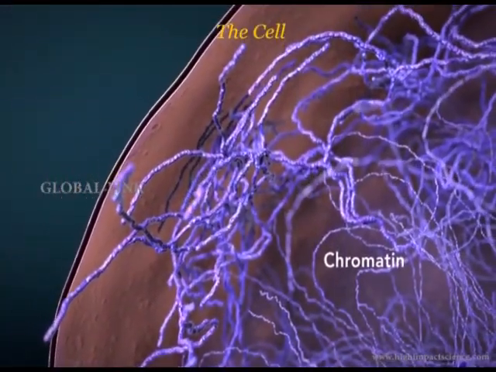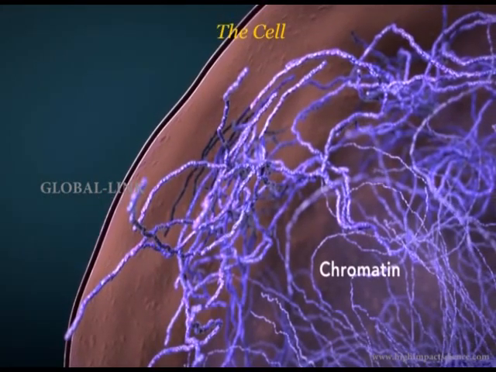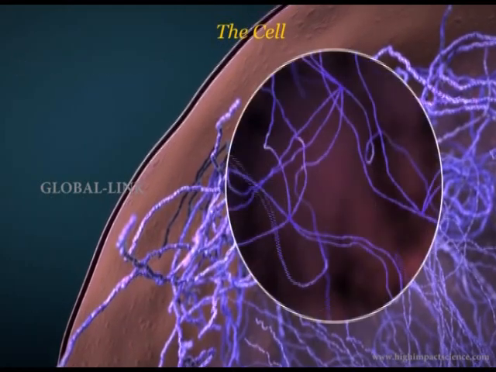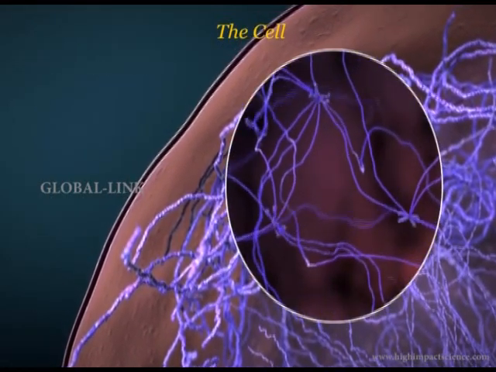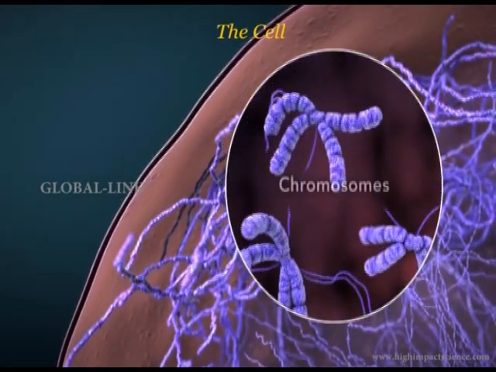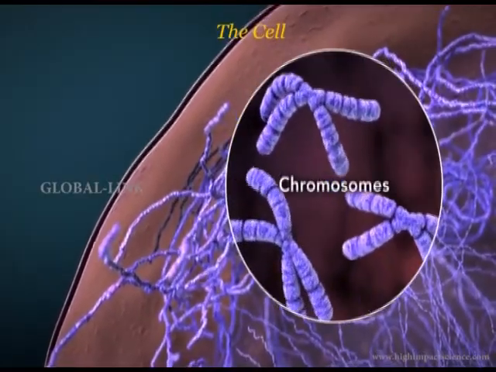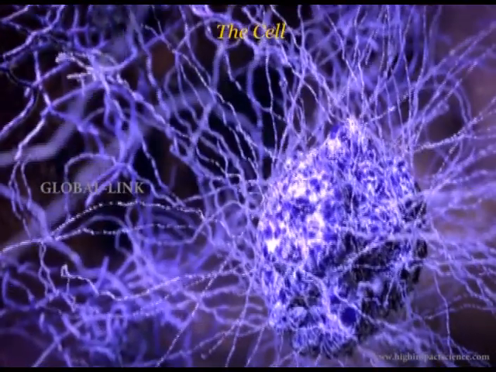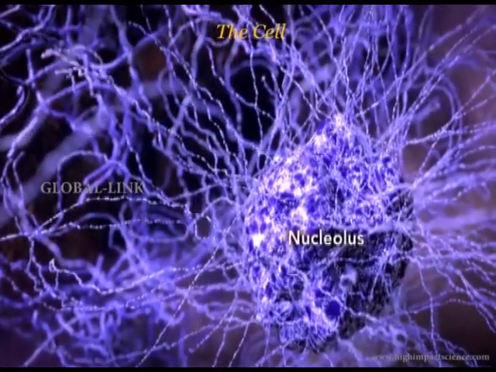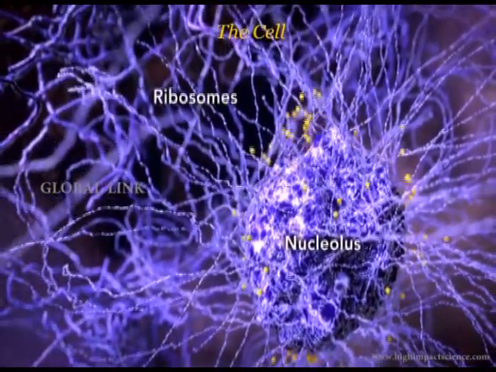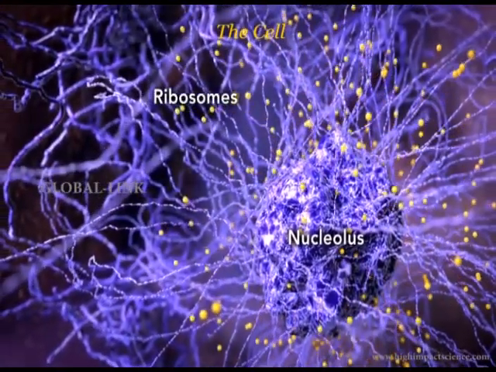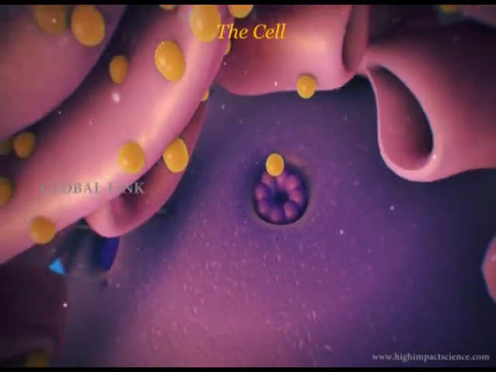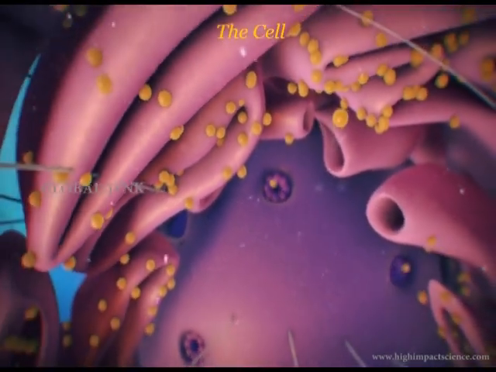Chromatin is the tangled, spread out form of DNA found inside the nuclear membrane. When a cell is ready to divide, DNA condenses into structures known as chromosomes. Inside the nucleus is the nucleolus. This is a structure where ribosomes are made. After ribosomes leave the nucleus, they will have an important job in synthesizing proteins.